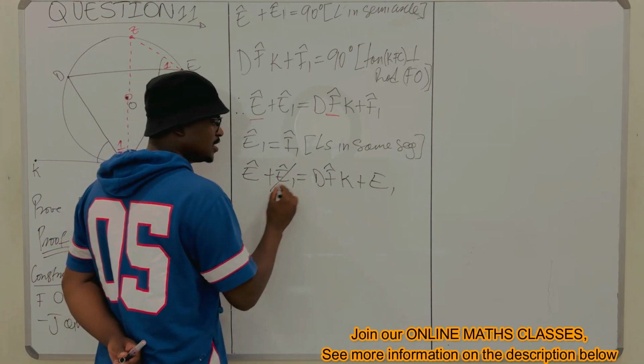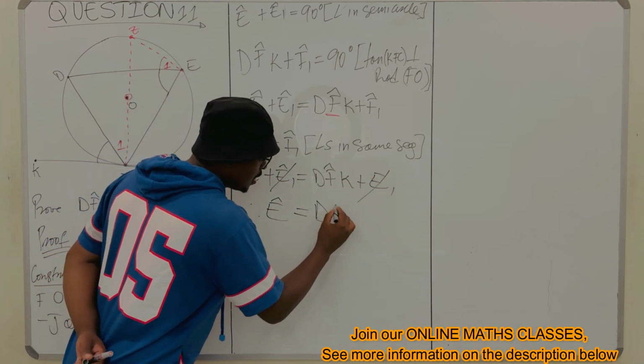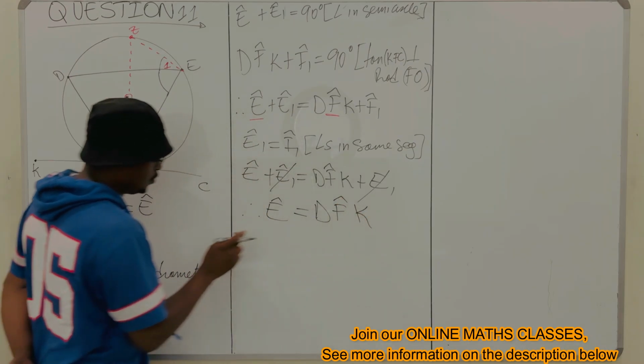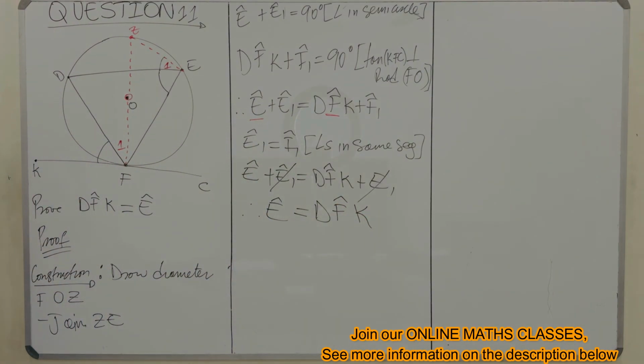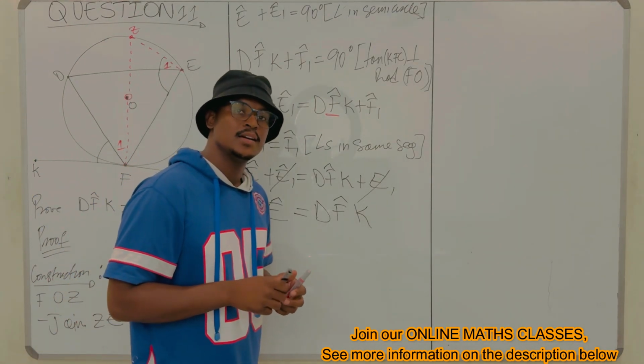Transpose this to the other side, so these two will cancel out, and you will be left with angle E equal to angle F. So we have proved this thing here. And we're done with 11.2.